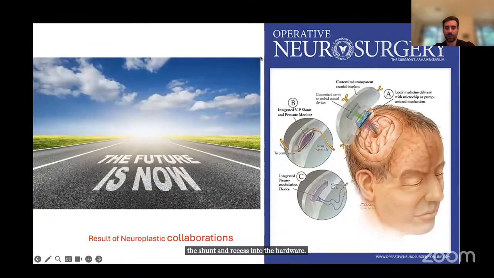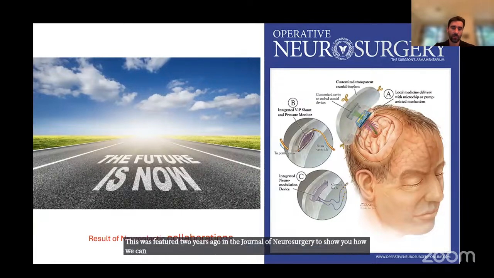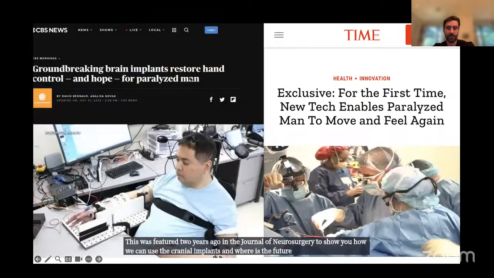This was featured 2 years ago in the Journal of Neurosurgery to show you how we can use the cranial implants and where the future of it is. And I'll share some of the information.